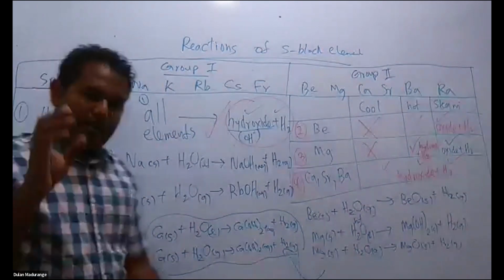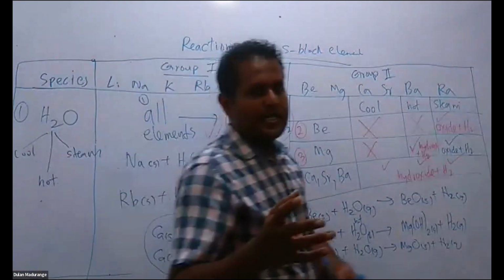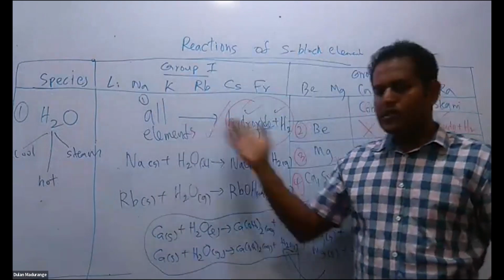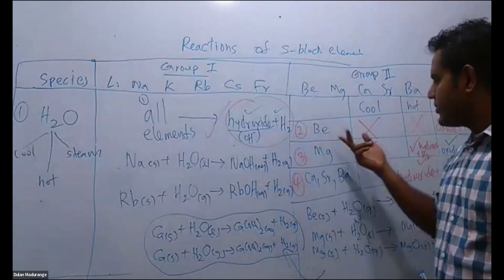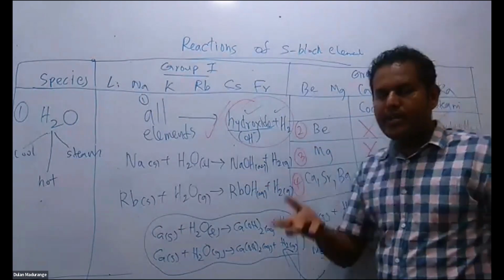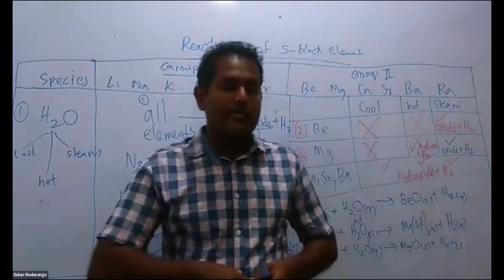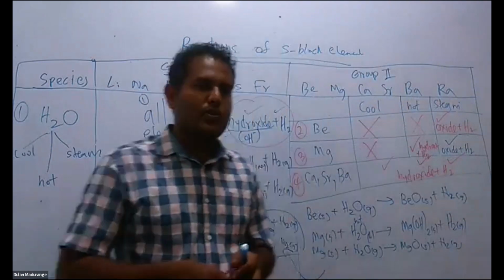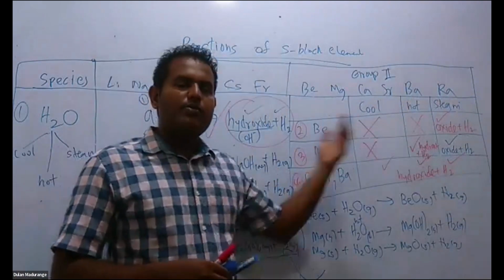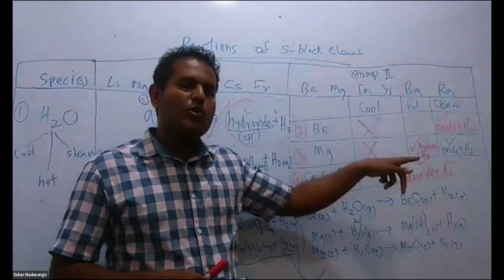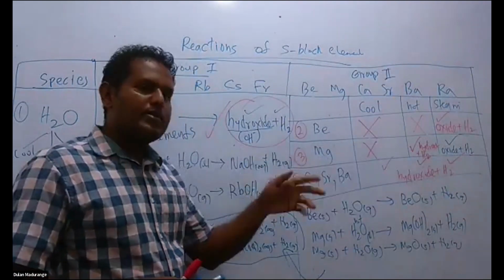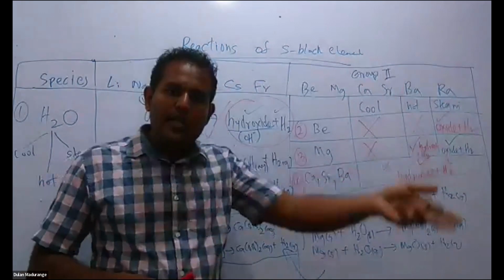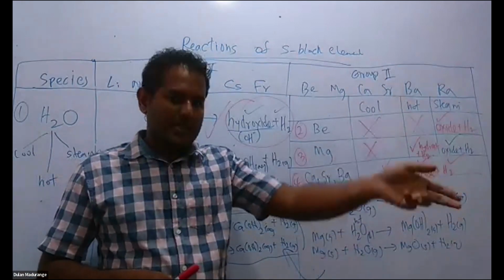Right. How many trends have we discussed? Number 1, all elements in group 1 form hydroxide plus H2. Number 2, beryllium doesn't react with water; it reacts only with steam, forming oxide plus H2. Number 3, magnesium reacts with hot water to form hydroxide plus H2, and reacts with steam to form oxide plus H2. Number 4, calcium, strontium, barium react with all the forms of water to form hydroxide plus H2.